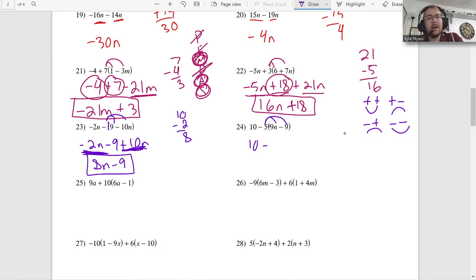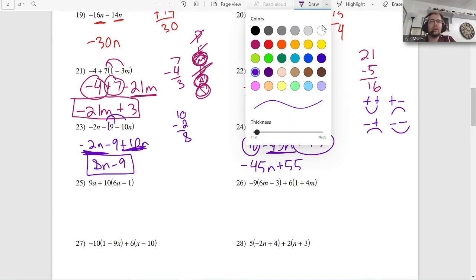So anyways, 5 times 9 is 45. In, can't forget that n. And then negative times a negative is a positive. 5 times 9 again is 45. Okay? And then we've got some like terms. This is not a like term with anything else. It doesn't have any other n's. There's no other n's, but there's a 10 and a 45. They're both positive. I just add them up. 10 plus 45 is 55.